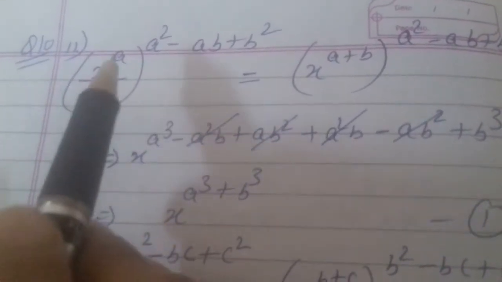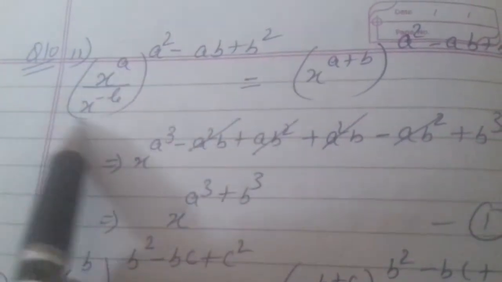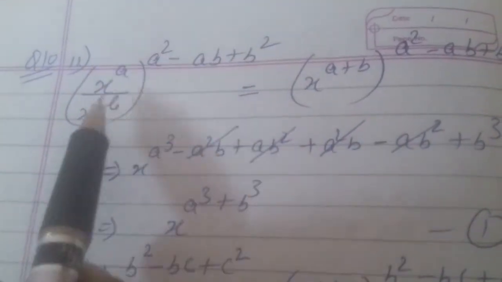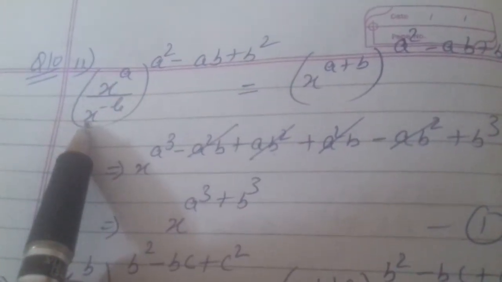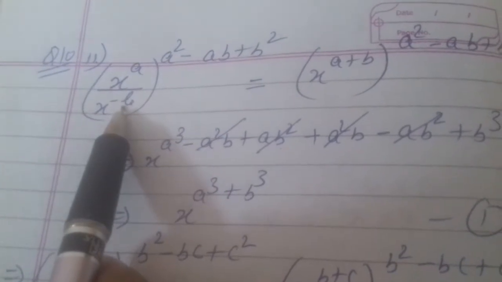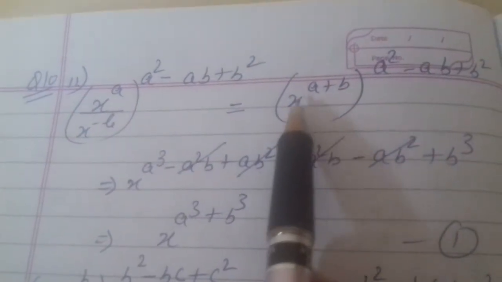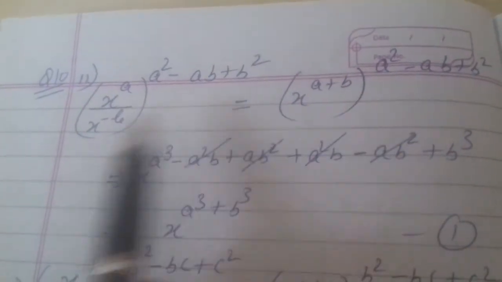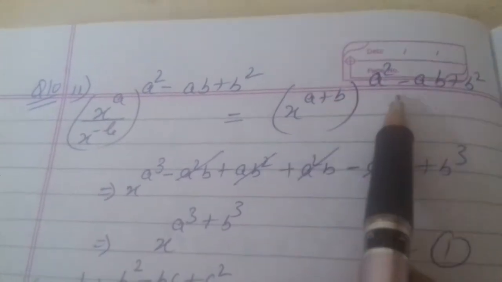Now I'll solve it in parts. So first term is this. Let me solve this term first. Same bases, divide each other. How will we write a over minus b? A minus b will be a plus b and outside same.